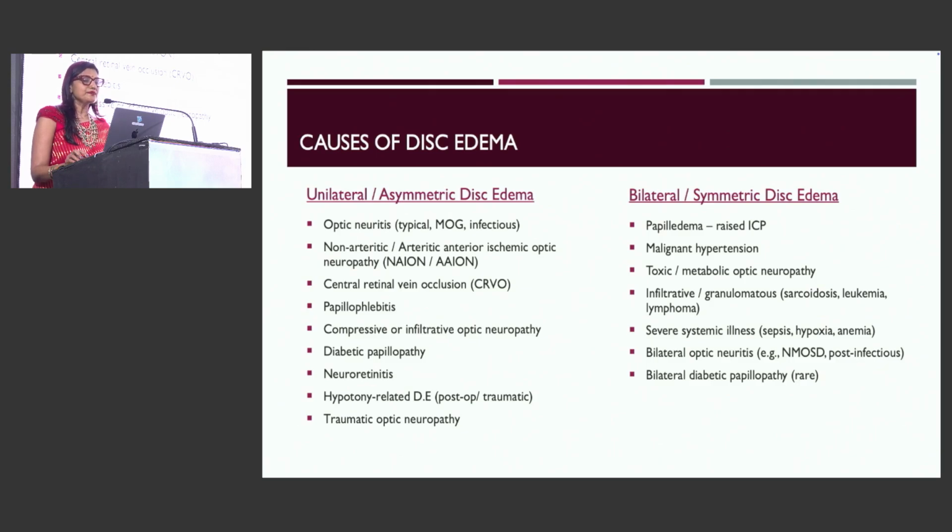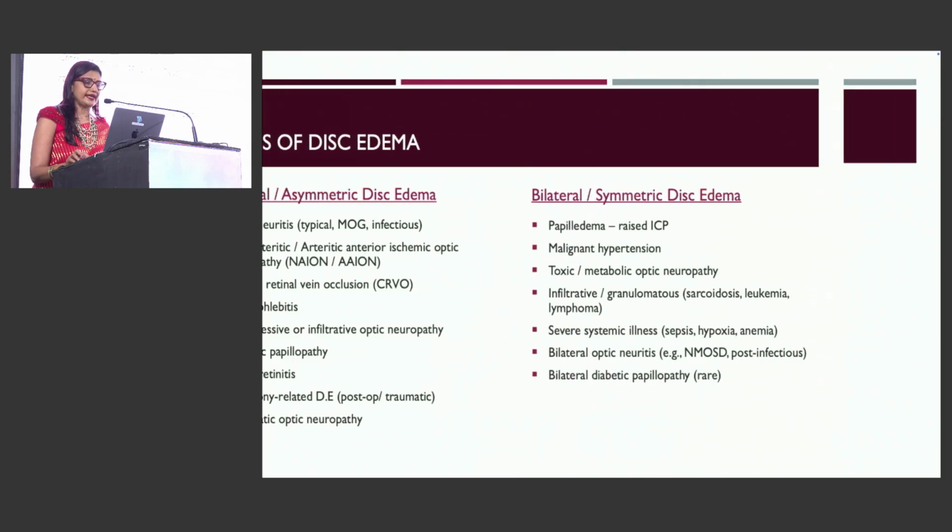However, if you are looking at bilateral, then you must think about papilledema first, malignant hypertension, the bilateral infiltrative conditions, severe systemic illness, bilateral optic neuritis mostly in children, and bilateral diabetic papillopathy, which is also rare.